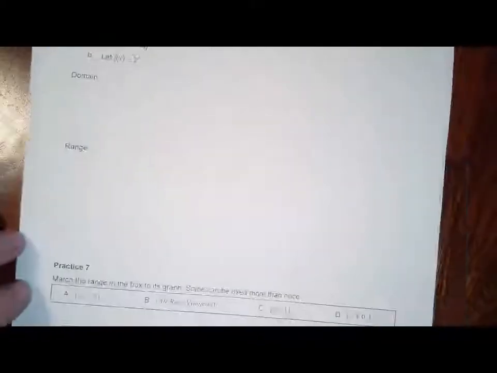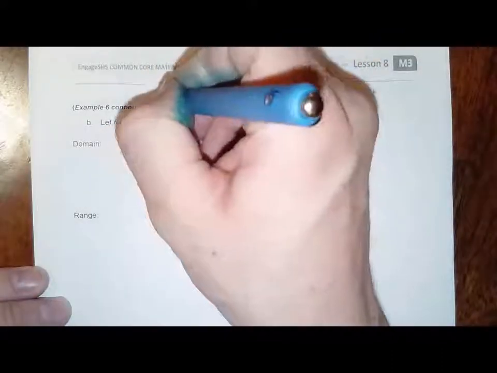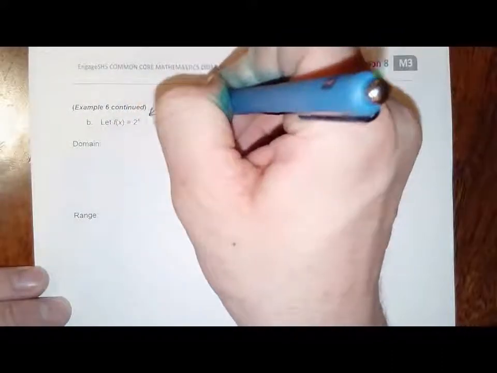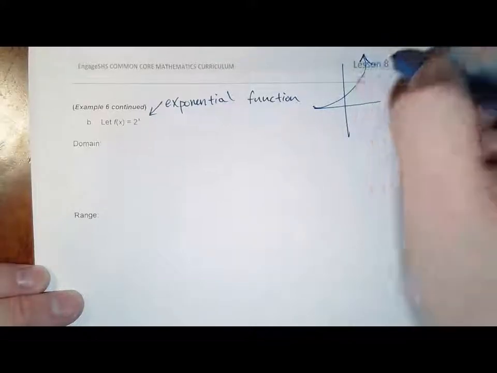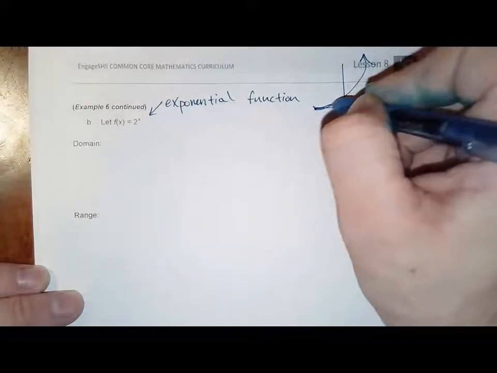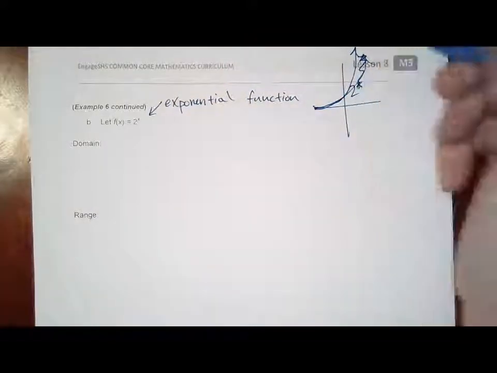Aha, 2 to the x. What a great exponential function. Looks something like this. That's terribly drawn. Goes even steeper, not that part. There we go. That's the function 2 to the power of x.